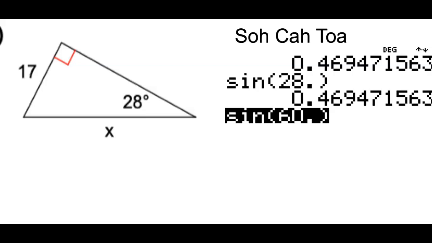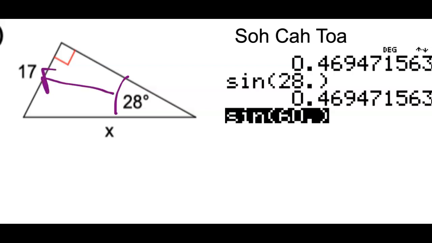So the first thing that we need to do when we try to figure out which trig function we need, we have to start with our given angle. So our given angle in this problem is this 28 degrees. From there, we talk about all the rest of the sides.